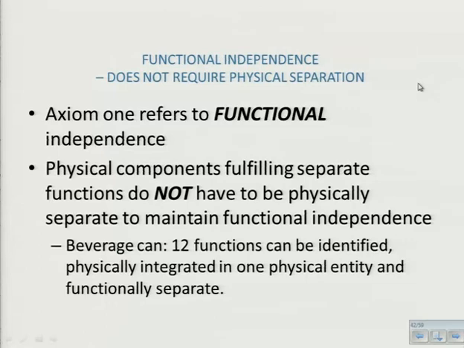There's an example in one of Suh's books about a beverage can, and he claims there are 12 functions that can be identified. They're physically integrated onto the same can in one physical entity. So why don't you take a beverage can when you get a moment and see if you can find 12 different functions and the 12 different DPs, and you may actually see some things differently than Suh did.